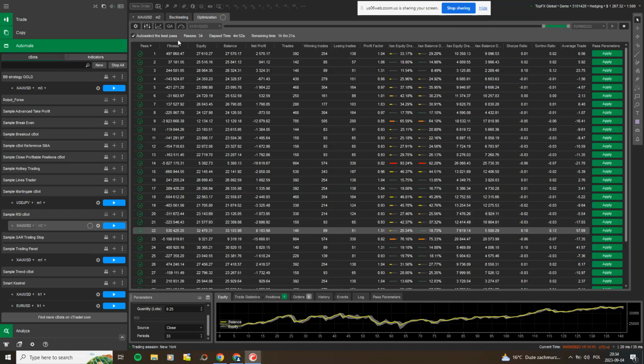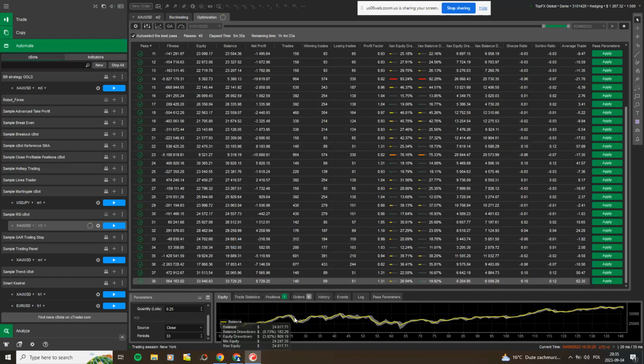Right now, something changes. We have the best pass number 22, and look, profit factor is 1.31, winning trades is 89, but losing trades is 51, and the max balance drawdown is only 18%. Equity drawdown is 25% with these parameters. The Sharpe ratio is way bigger, and the Sortino ratio is way bigger. Average trade is 57. That's even better. So that's the current best pass, best optimization setting for this period.